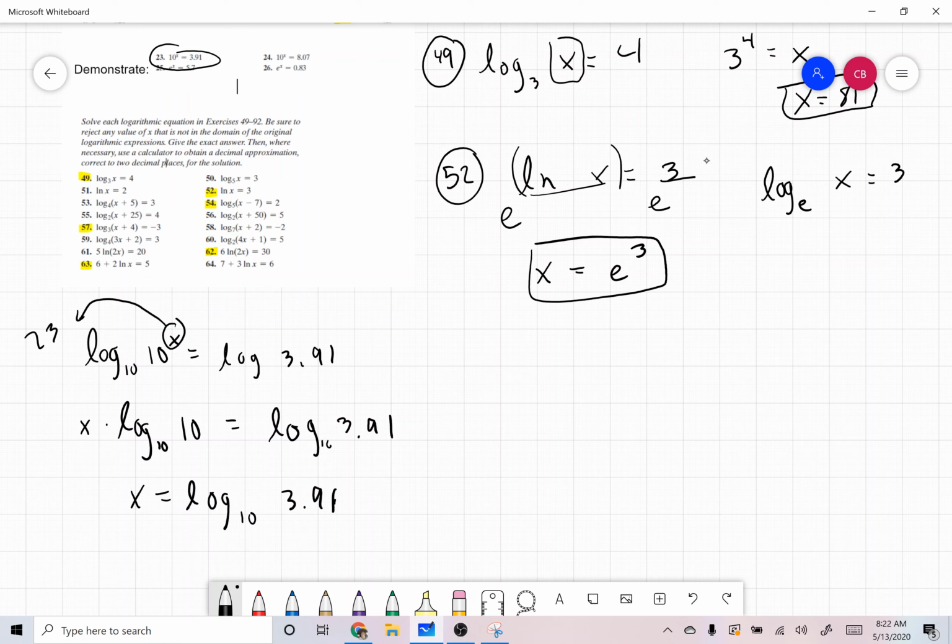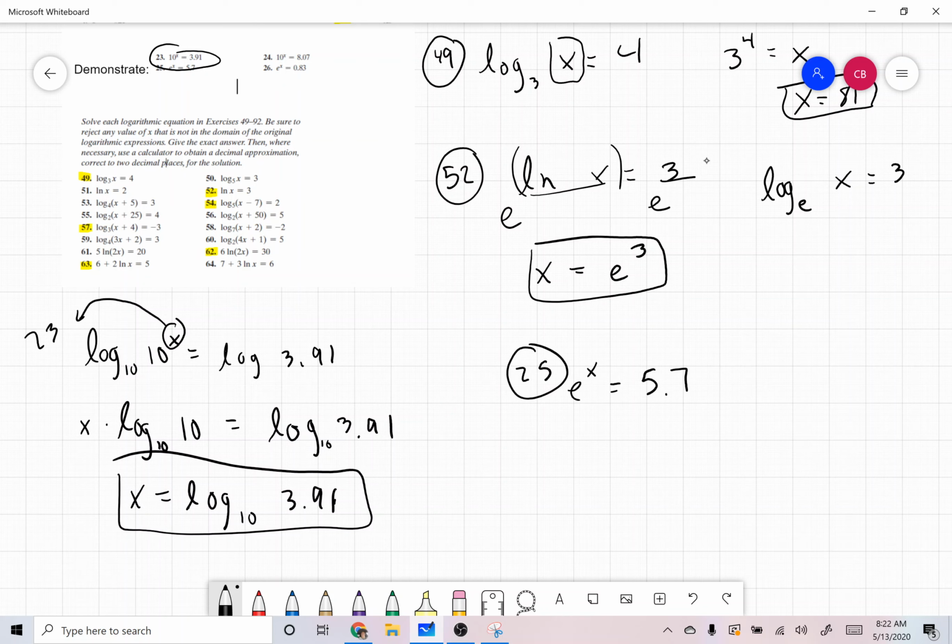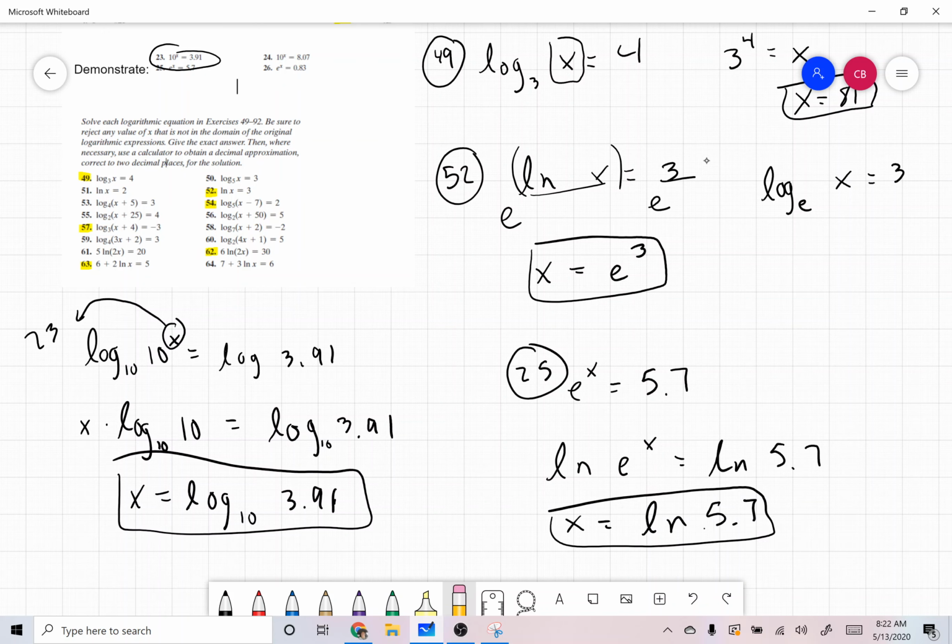You don't have to write the base 10. We assume that it's 10 if it's not written. But I'm going to write it just because. Then we're doing e to the x is equal to 5.7. That's number 25 from above. In this case, we're going to take the ln on both sides. It cancels it out. We have x is equal to ln 5.7. So you can see these are kind of quick.